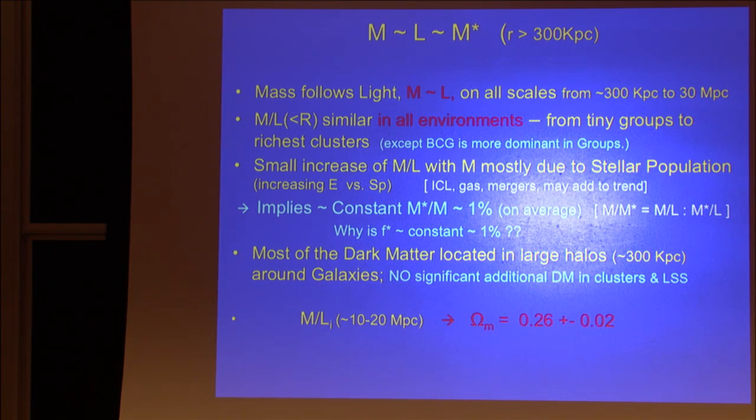And one thing that I was wondering: how come the 1% knows exactly where all the mass is? Because the stars are about 1% of the total mass. How come it follows it so incredibly well? There's something there, it's telling us something.